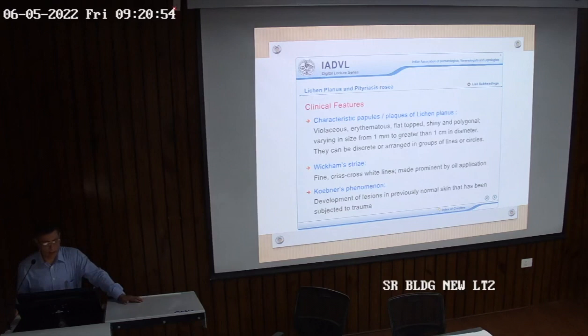Another classical finding is Wickham's stria. So Wickham's stria is a lace-like pattern that we see in the flat topped lesions. That you'll only appreciate when you see the lesions of lichen planus in your clinical posting. So it's a fine crisscross of white lines made prominent by the oil application.